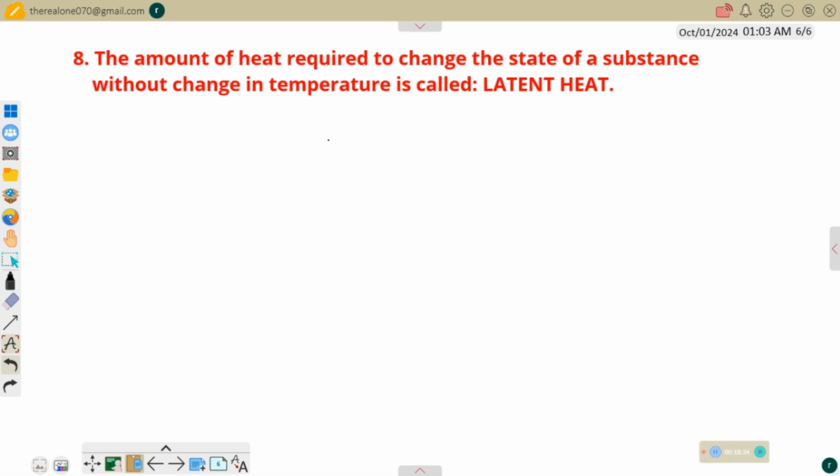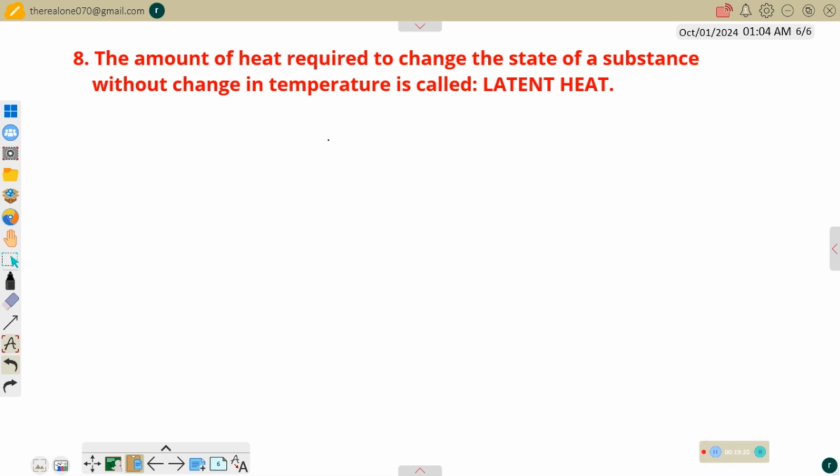For instance, when ice gets to 0 degrees Celsius, that's the point where it will melt to water. So at that point, when ice is at 0 degrees Celsius, the temperature will not rise. The ice will just melt down to water at the same temperature. So the amount of heat required at that point is called latent heat. Similarly for water at 100 degrees Celsius, or other liquids at their boiling point, when they are about to turn to gas, they also require latent heat to achieve that. And at that point, no change in temperature. The temperature will remain the same.